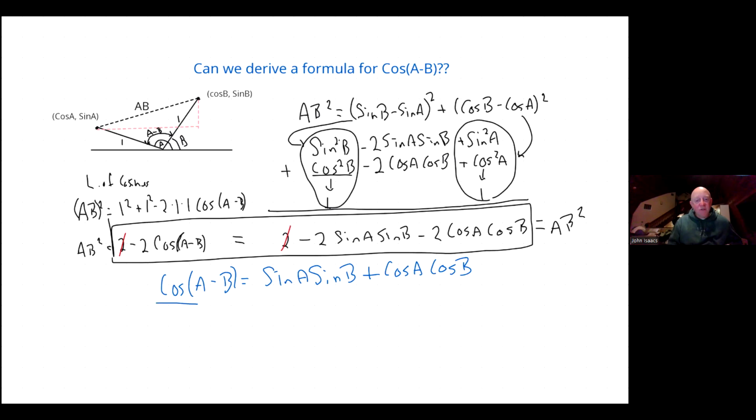So that is a difference formula. From this, we'll get a few others, but that's the first step. Cosine of A minus B is equal to sine A times sine B plus cosine A times cosine B. That's going to go on your colored sheets with all your trig identities. That's not one you have to have memorized, but it is one that we're definitely going to use.